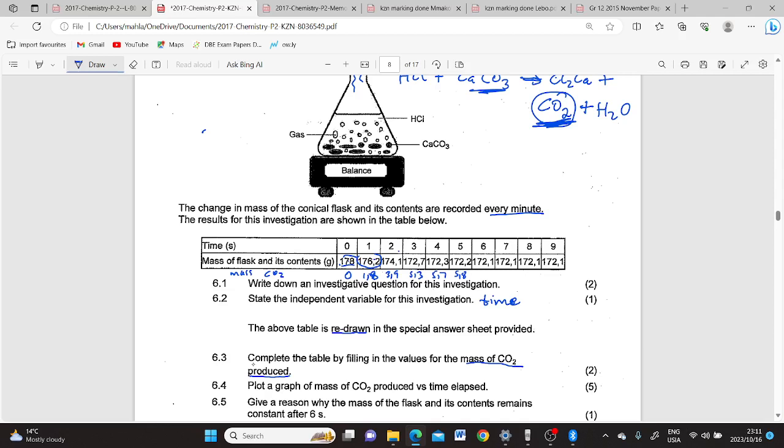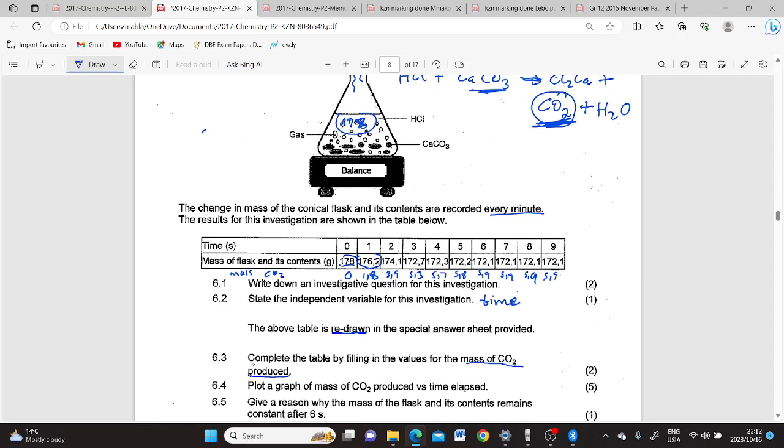So after 6 seconds, we have 5.9. So the mass was not changing here throughout. So it means we had 5.9, 5.9, 5.9 throughout. Now this is what we have. That's how we got the mass of the carbon dioxide that is being produced from the initial mass of 178 here. So every second we subtract from this total mass. So that's what we have on the table.